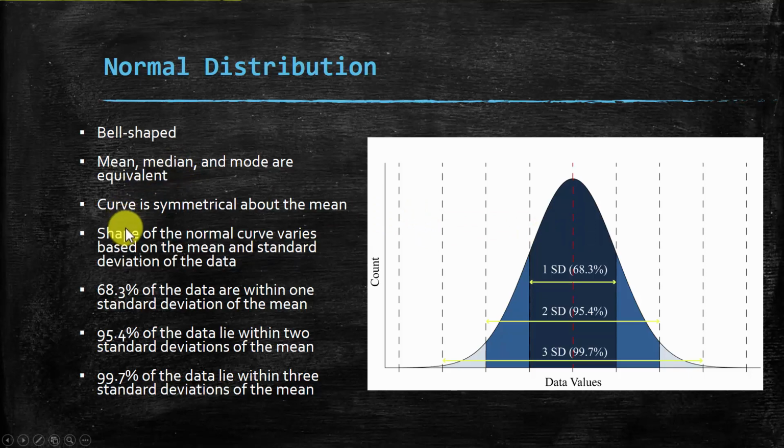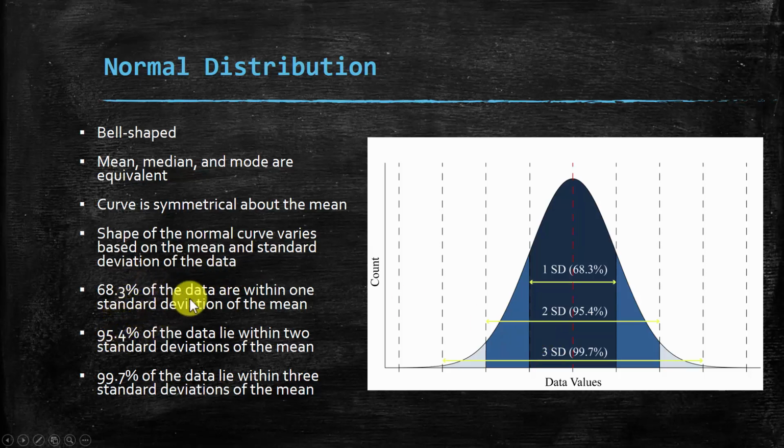The actual shape of the normal curve varies based on the mean and standard deviation of the data, but no matter what, it has to have these criteria. 68.3% of the data are within one standard deviation of the mean. That's this darker blue area here. So 68.3% of the data will fall in that data range. So that's one standard deviation.